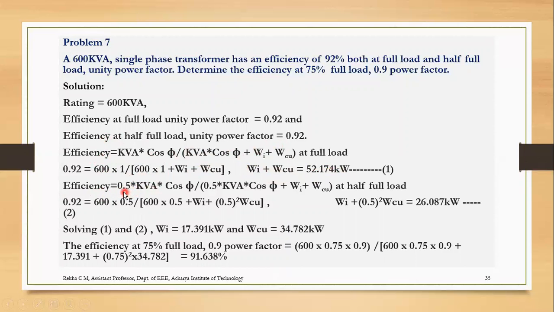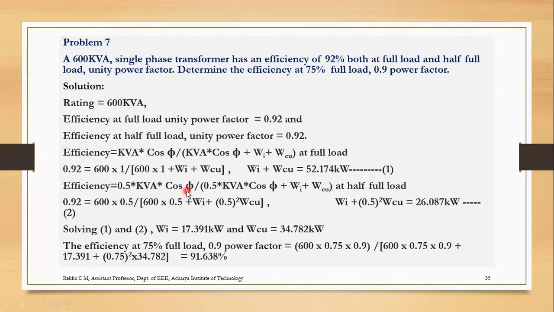Now efficiency at half full load. I'm multiplying by 0.5 here, and here also I'm multiplying by 0.5. So again, iron loss plus, and here I should multiply by 0.5 square. I have not indicated it, excuse me, but in the formula I have included it. So efficiency is 0.92 equal to 600 into 0.5, here again 600 into 0.5.